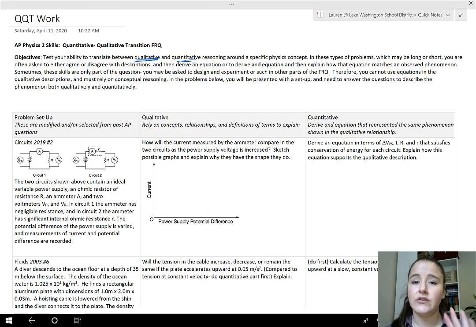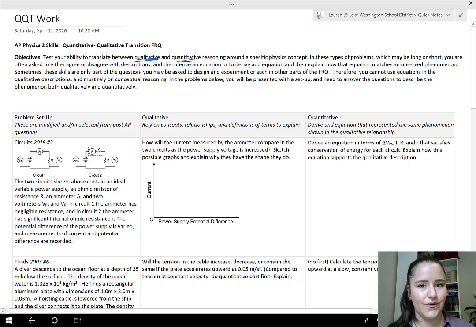And it's really important to have these two ideas separately, because if you do one part, say the qualitative part, with numbers, you might not get full points. They are two different types of skills. Then there's the translation part of it: quantitative, qualitative, translation. So some description of how these two explanations fit together and support each other to create one complete explanation.